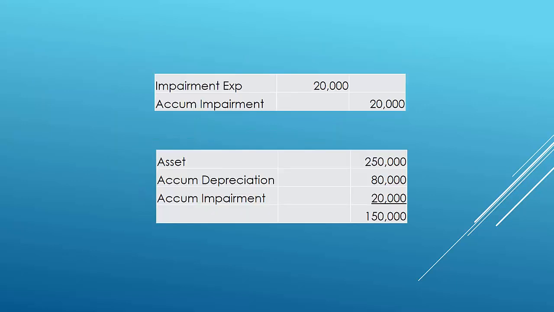So to do the impairment, we recognise an impairment expense of $20,000 and an accumulated impairment of $20,000. The accumulated impairment is a contra account which goes against the asset in just the same way as we have accumulated depreciation. And you can see that we now have the asset recorded at a cost of $250,000 minus accumulated depreciation $80 minus accumulated impairment $20, and the asset now has a book value or a carrying amount of $150,000.